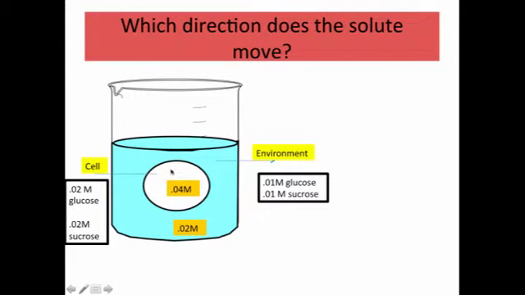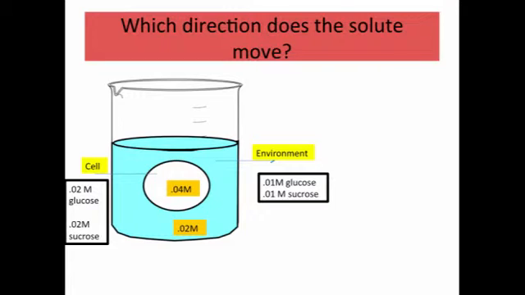Here I have a beaker with an egg in it, and that egg is made up of 0.02 molar glucose and 0.02 molar sucrose. So it has a total of 0.04 molar solute. I'm putting my egg in an environment that has 0.01 molar glucose and 0.01 molar sucrose, so it has a total of 0.02 molar makeup. So where is the higher concentration of solute? Is it in the egg or is it in the environment?